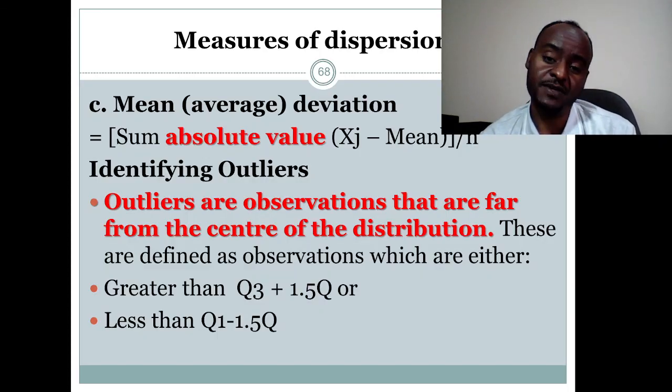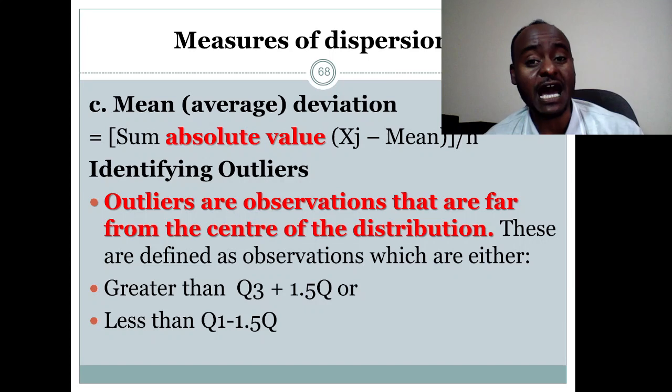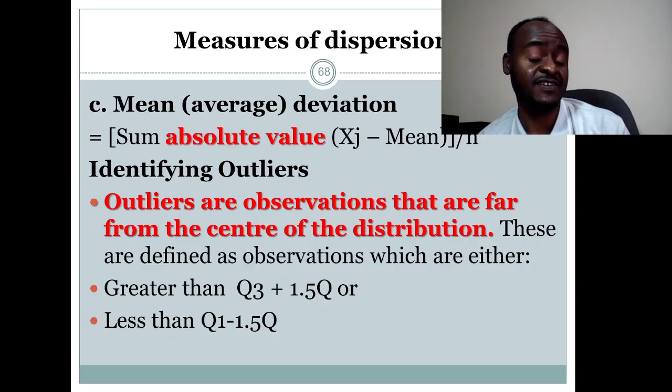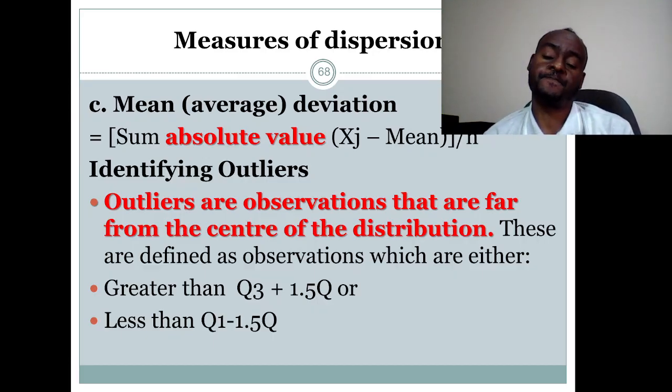It's very powerful, it's very interesting. It's also not sensitive to the outlier. Mean deviation is not sensitive to the outlier. That's interesting. If there's an outlier, we can use mean deviation. It is not as sensitive as the range.